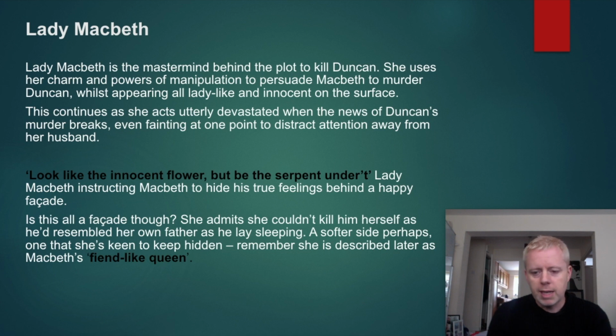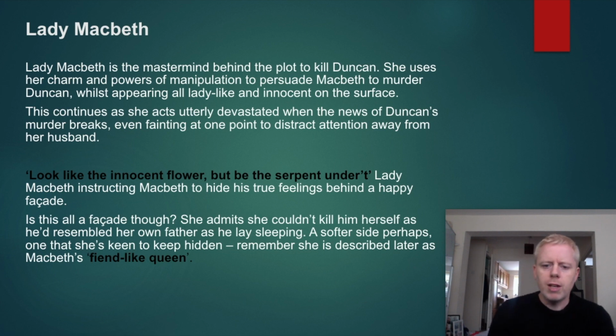But in this relationship between Lady Macbeth and Macbeth, certainly at the outset, despite Macbeth's brave, fierce prowess on the battlefield, he's very much dominated by Lady Macbeth within their relationship. That's what we'd call a gender role reversal. So she's got the control and the power within their relationship. As a consequence of this, she's the mastermind behind the plot to kill Duncan.